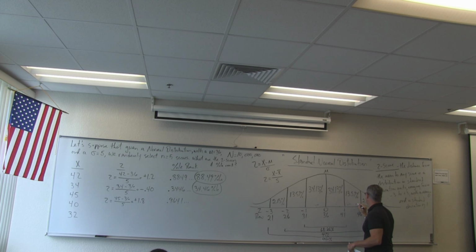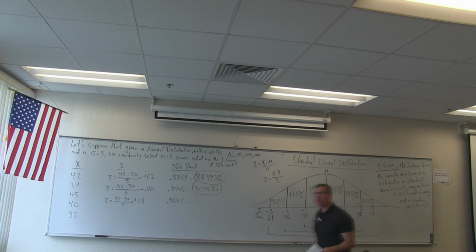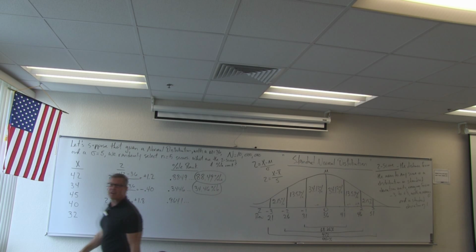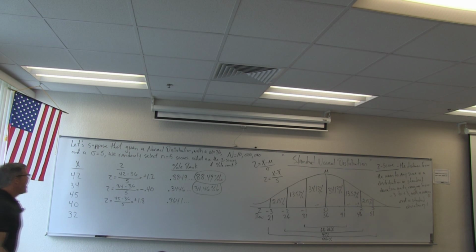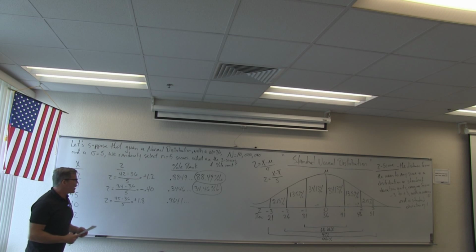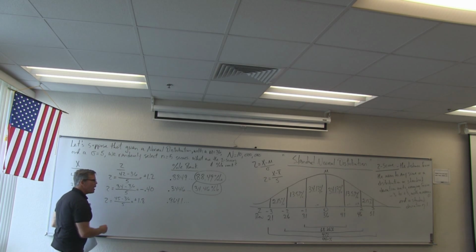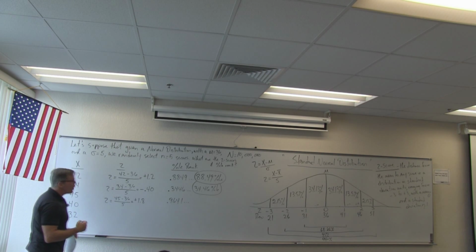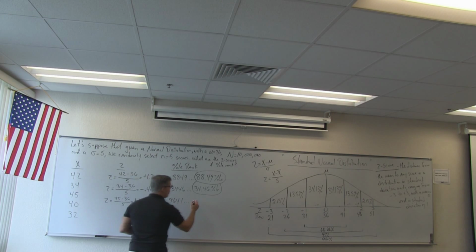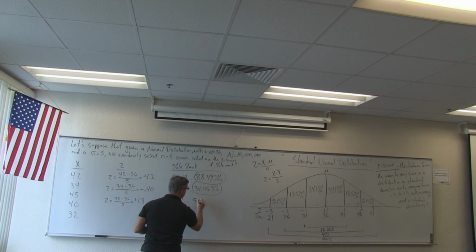That is right here. Everybody go to a Z of 1.8. And we have this on film. This is great. Go to a Z of 1.8. Tell me what the proportion is. That's correct. 0.9641, or the 96.41 percentile.